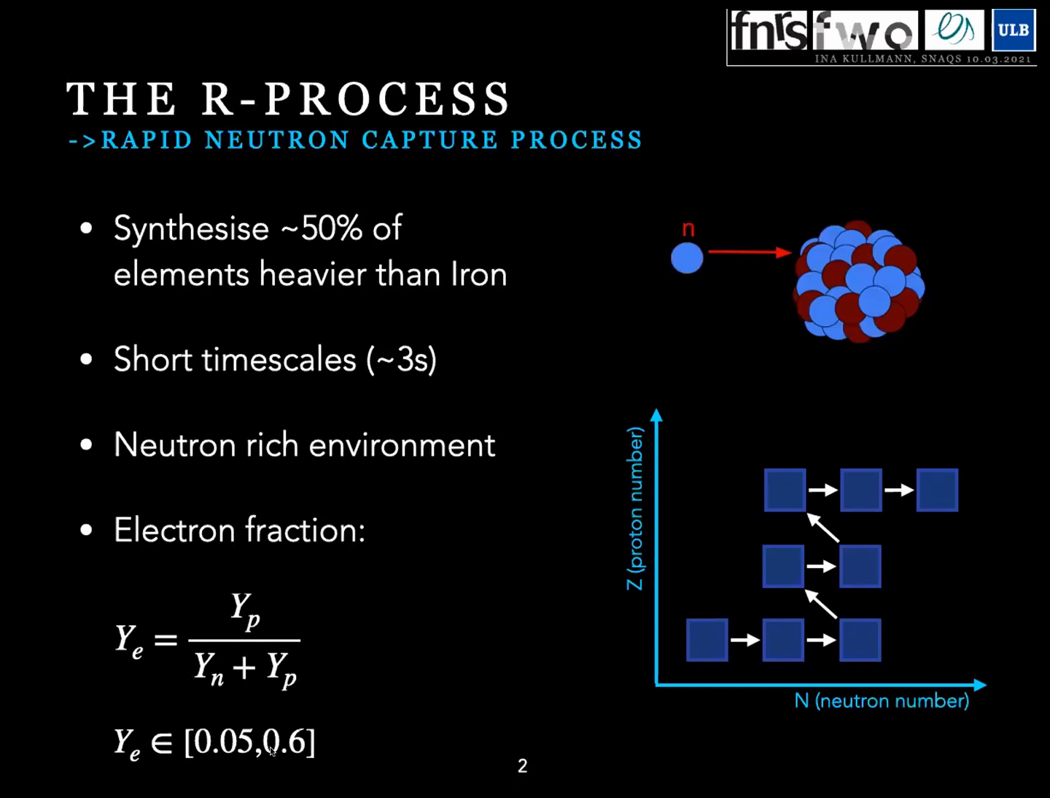All the way up to 0.6, which is on the proton-rich side, so slightly proton-rich conditions.